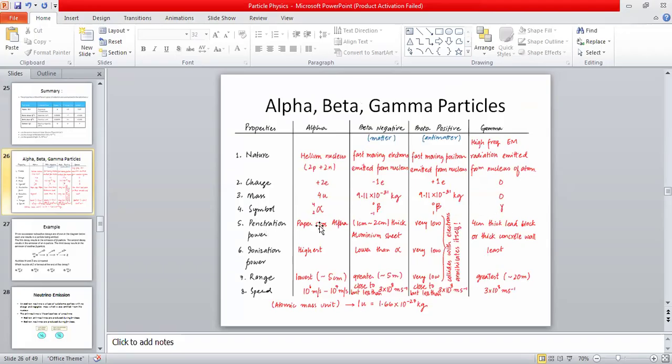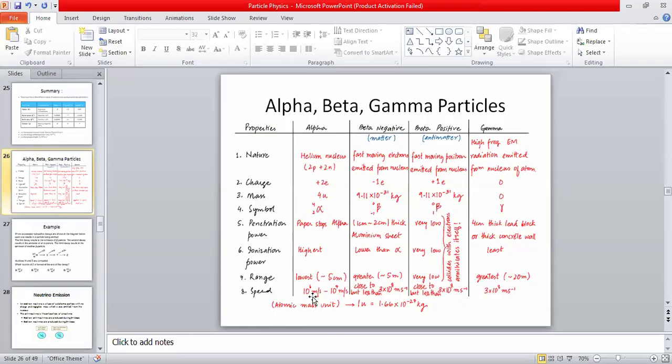Penetration ability: alpha has the least penetration, beta particle has moderate, and gamma has the highest penetration ability, and they can be stopped by lead or a concrete wall. Ionization ability: highest for alpha, lower than alpha for the beta particles. For positrons, it is very less, and the least one is for gamma. Alpha's range is lowest in air, beta's range is greater. Again, positron's range is also very low, and the range of gamma is greatest.